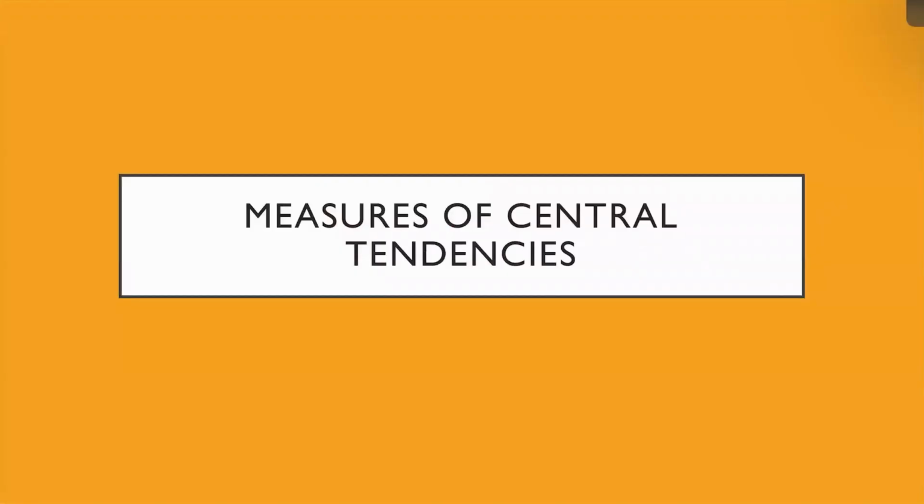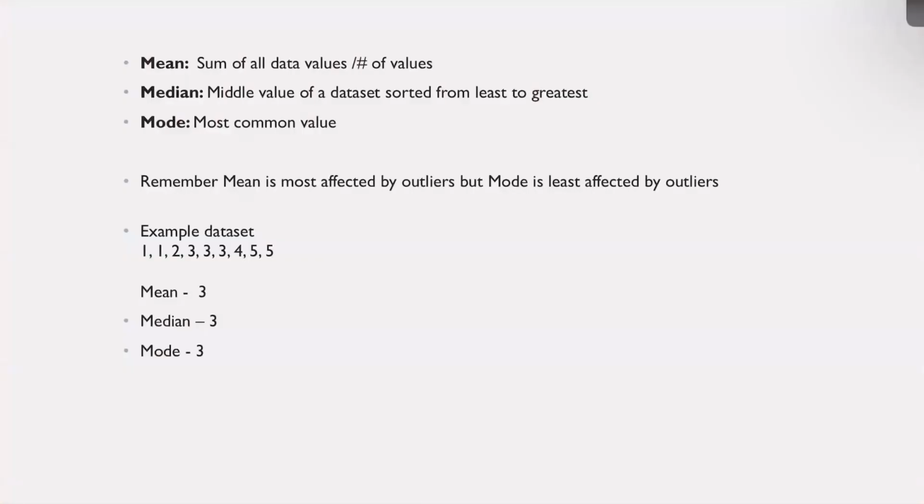Now we'll talk about measures of central tendencies. So central tendencies, you have to remember three things. One is mean, one is median, one is mode. So what is mean? Mean is the sum of all data values divided by number of values. We'll go through the example later, but first let's deal with the definition. So the middle value of a data set sorted from least to the greatest is your median, and the mode is the most common value. And you have to remember, mean is most affected by outliers.